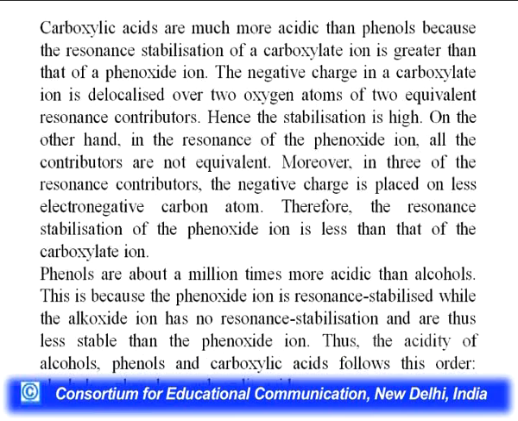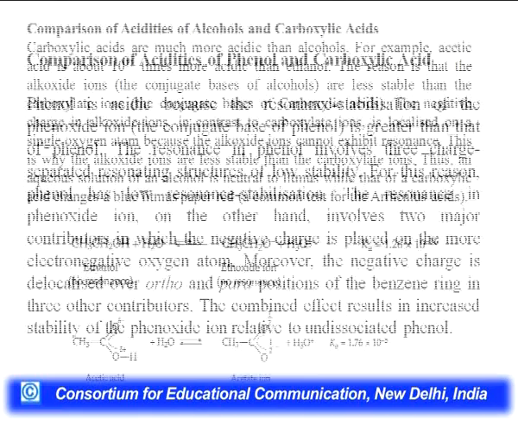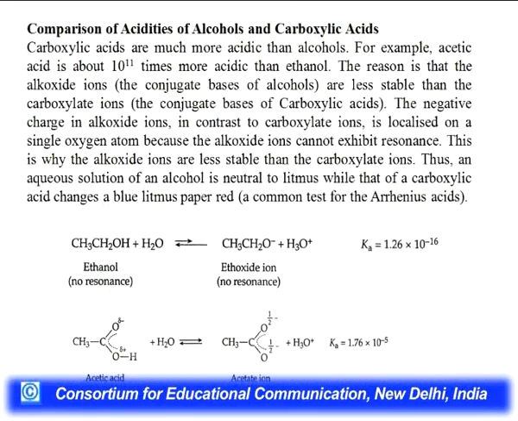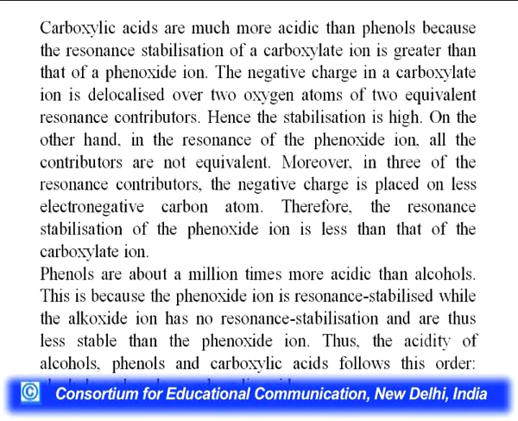Phenols are about 1,000,000 times more acidic than alcohols. This is because the phenoxide ion is resonance stabilized while the alkoxide ion has no resonance stabilization. You can see this is the alkoxide ethoxide ion and there is no resonance. The alkoxide ion is thus less stable than the phenoxide ion.